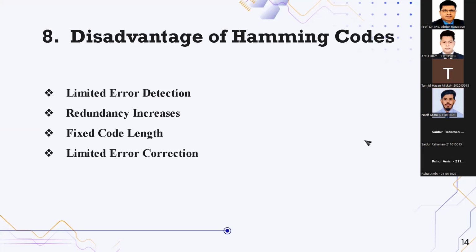Not scalable: as the number of bits to be transmitted increases, the efficiency of Hamming code decreases. It's not scalable for handling large amounts of data efficiently.